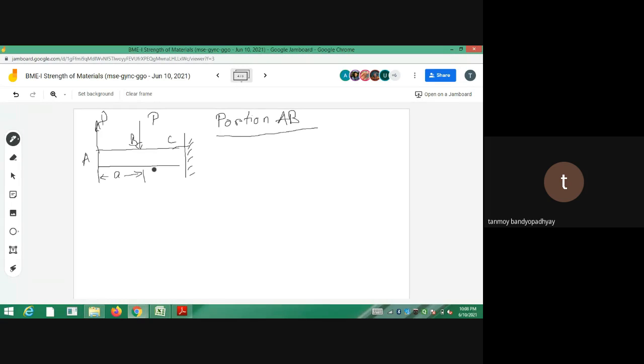So what I am doing is I am passing a cutting plane or a section XX. So you can just write down. Okay, it's written in the note. You can write down by yourself whatever you feel like. So we are considering a section XX at a distance small x.